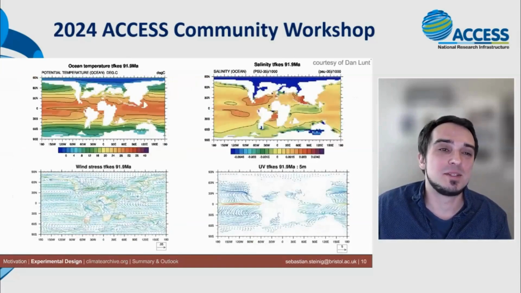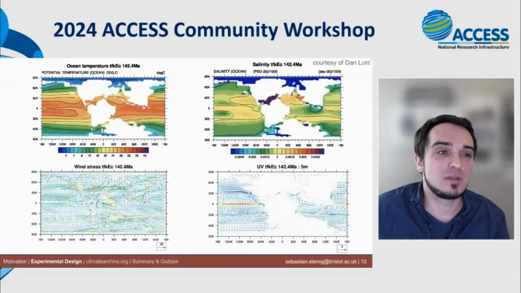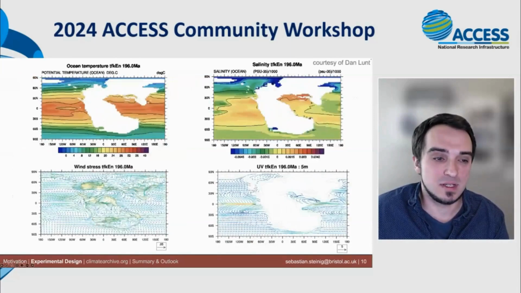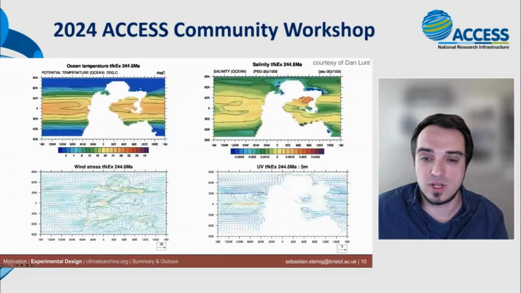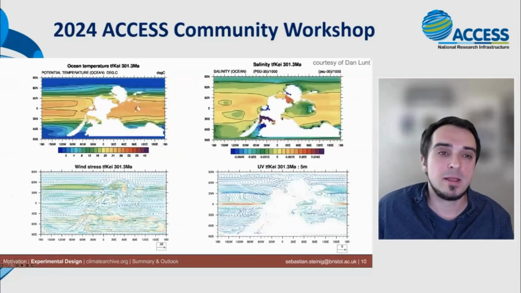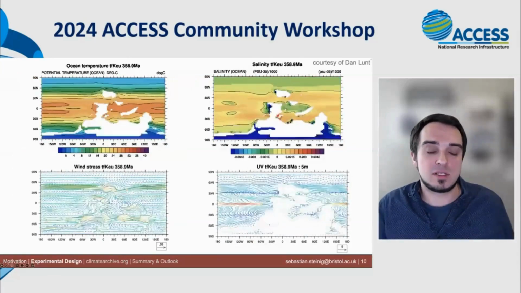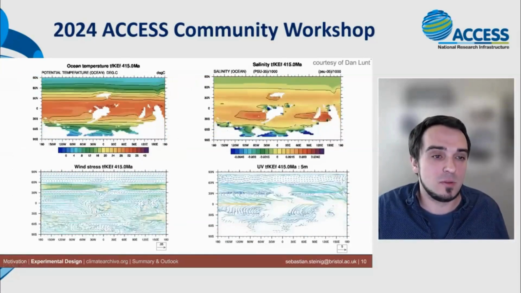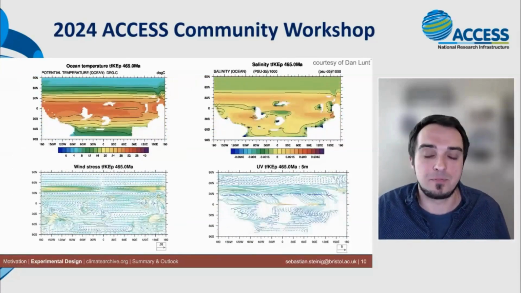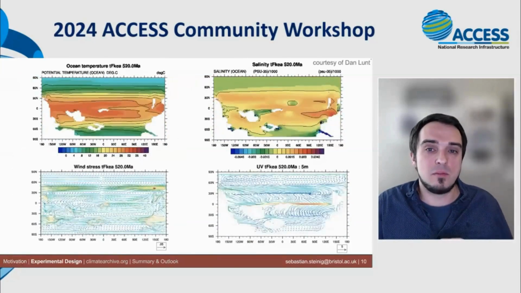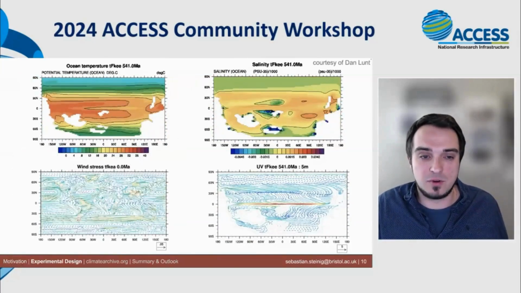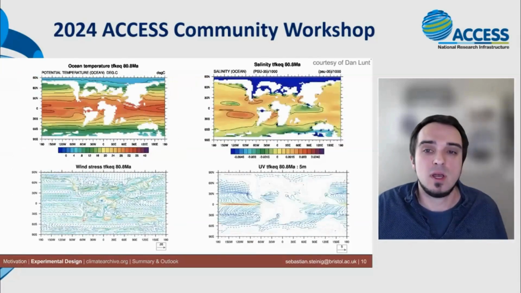Just looking at standard output like potential temperature, salinities at the surface, wind stress, and winds as well. Just basically standard output that you're all familiar with, that we get from each model simulation, but you have to then multiply this by 100 or 1,000, depending on how many simulations we do.